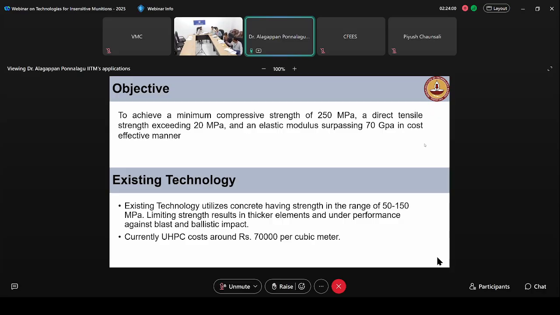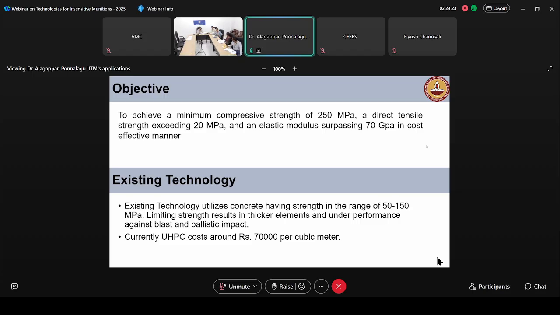As I told, even though it is commercially available in India, commercially around 150 is the targeted compressive strength that has been claimed. So long-term strength might increase, but here we are talking specifically about the 28 days strength. And we are also focusing on a tensile strength exceeding around 20 MPa and elastic modulus surpassing 70 GPa in a cost effective manner.